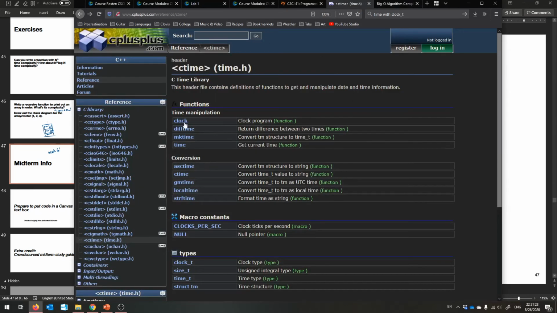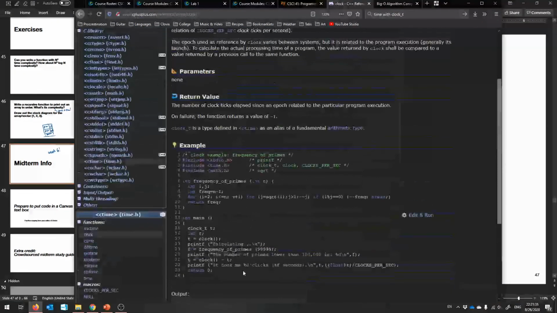Oh, and also, ctime, you can always look that up and see what the clock function does, what clocks per second is, and you can see some extra examples. It's essentially what I showed you.